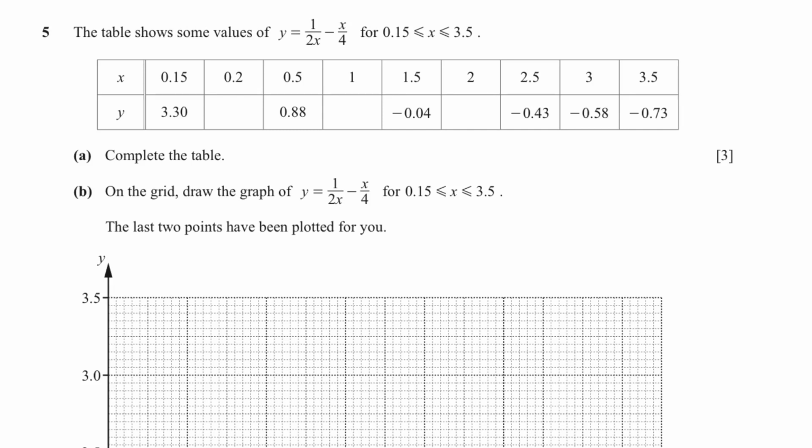We have been given an equation in question 5, and we have to write the values of y when x is 0.2, 1 and 2. A very easy 3 mark. Just replace the x with 0.2 and you will get 2.45. When you replace 1, you will get 0.25. And when you replace 2, you will get negative 0.25. In part B, we have to plot the points here and make a smooth curve.